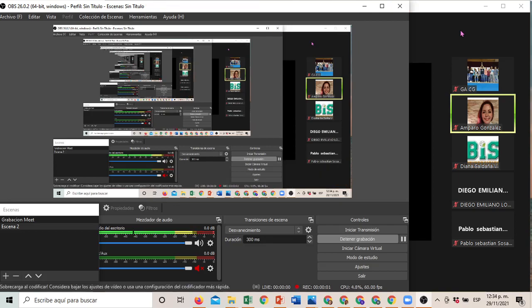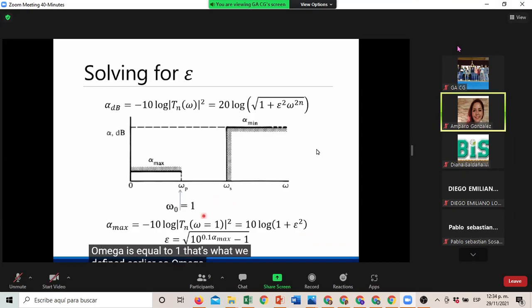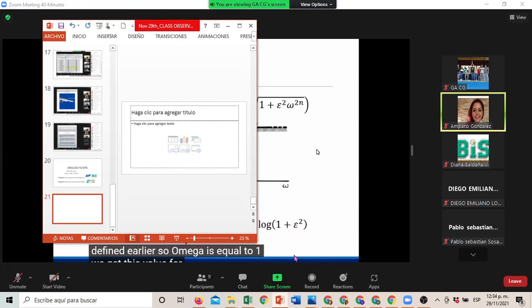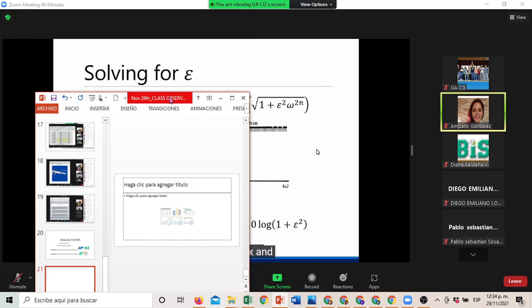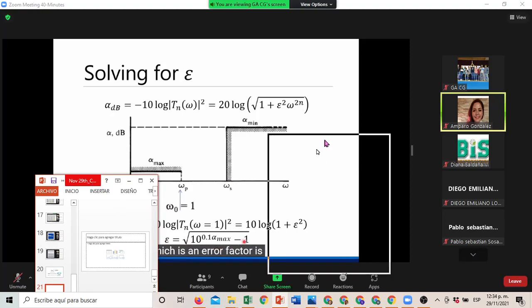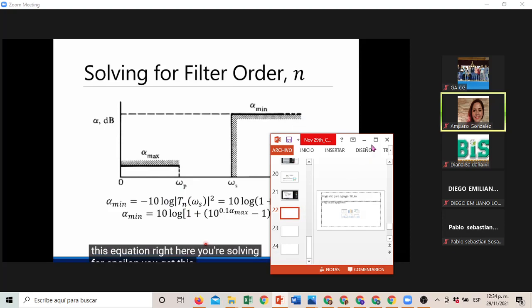The pass band cutoff is at omega equal to 1. That's what we defined earlier. So omega is equal to 1. We get this value for your alpha max, and your epsilon, which is an error factor, is equal to this equation right here. Just solving for epsilon, you get this.